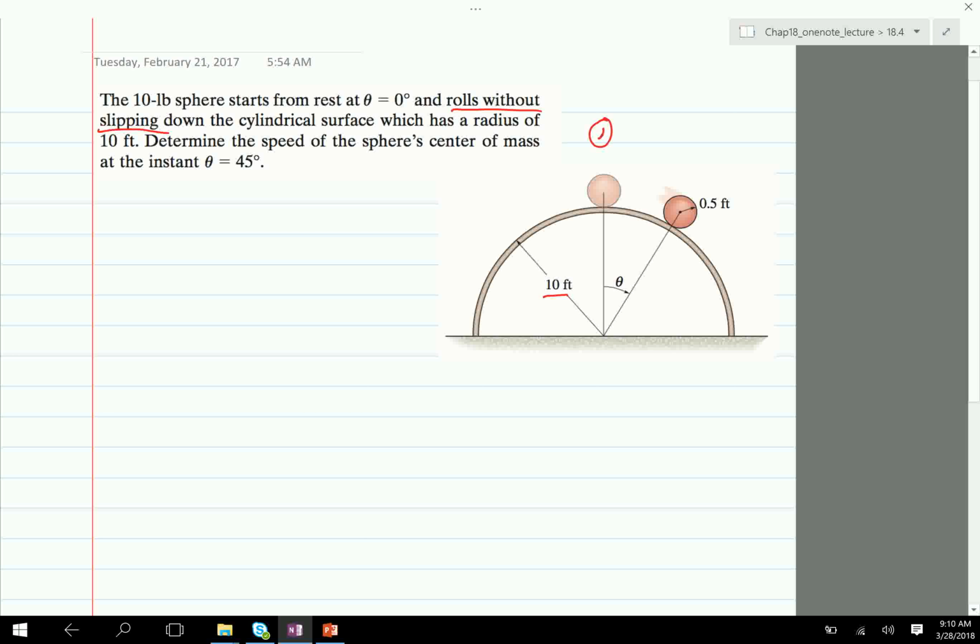The cylindrical surface has a radius of 10 feet. Determine the speed of the sphere's center of mass. So we need to find the velocity of the center of mass, G, at the instant when theta is 45 degrees. Okay, so this is the second instant of time.